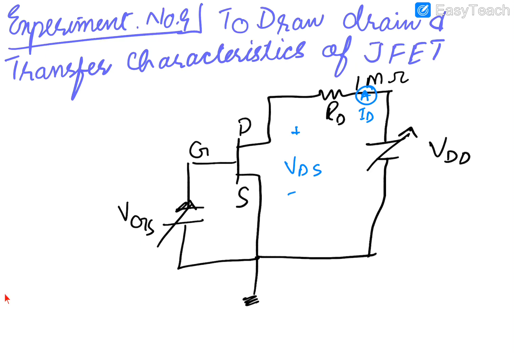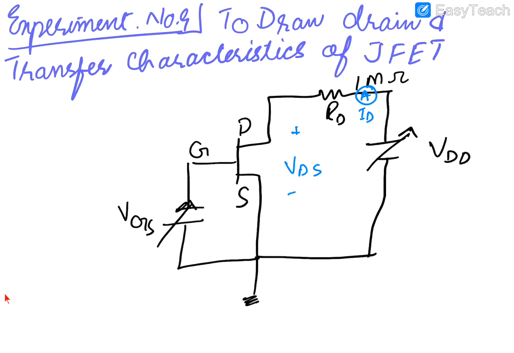So first, for drain characteristics, you will fix the value of VGS at 0 volt, and you will change the value of VDD and will measure ID. You will perform this procedure 3 times. You will again fix VGS at minus 0.5 volt, and you will change VDD and measure ID. Then you will fix VGS at minus 1 volt, you will change VDD and you will measure ID. So these will be drain characteristics for JFET.